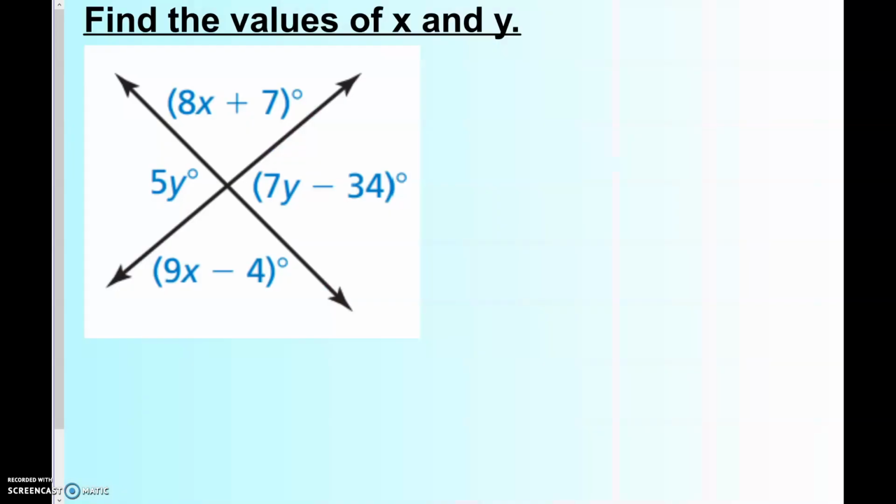Okay, it looks like we have 2 lines here, and it looks like we have opposite angles, so it looks like 8x plus 7, these are vertical angles, must be equal to 9x minus 4. So it looks like I'm going to subtract 8x from both sides, and I'm going to add 4, so it looks like I get x to be 11.